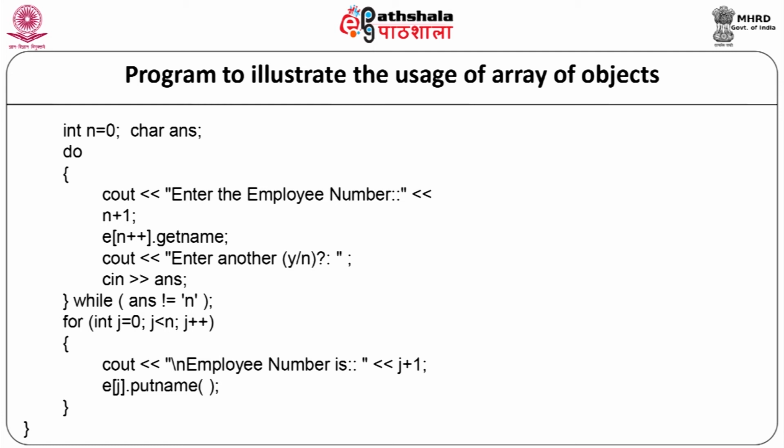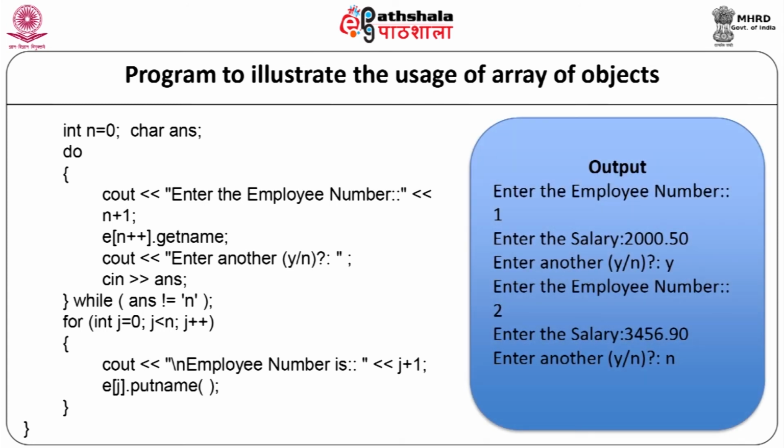When the above code is compiled and executed, it will produce the result as: enter the employee number 1, enter the salary 2000.50, enter another, yes. Then the second employee will be entered: enter the employee number 2, enter the salary 3456, enter another, no. So, 2 employees will be accepted from the user and their data is displayed back on the screen.